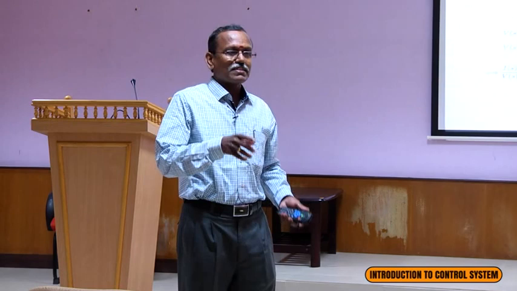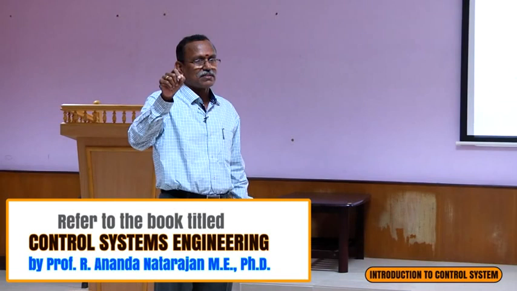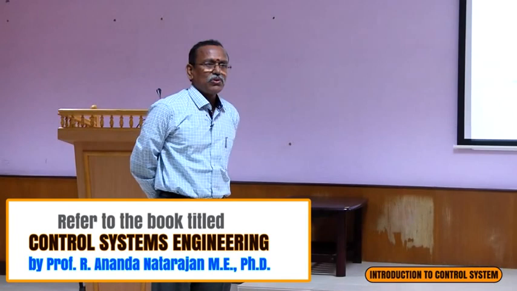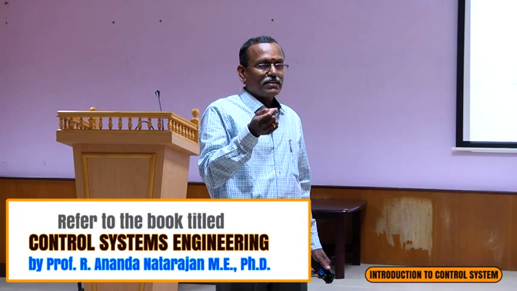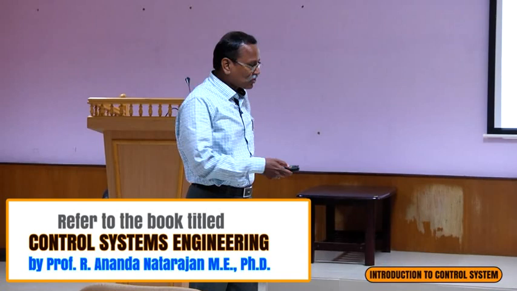In the mathematics class, differential equations are given. Finally, what will you write? You will write the algebraic equation. In the differential equation, a d square y by dt square plus b dy by dt plus c y equal to some f of t, some differential equation is given. For that, the solution is y equal to something. Finally, in mathematics class we write y equal. It means converting the differential equation into an algebraic equation or steady state value. What is the final value, the final output? Finding that is called the solution of the differential equation. Here also, if you want to find the current in time, you have to solve the differential equation.